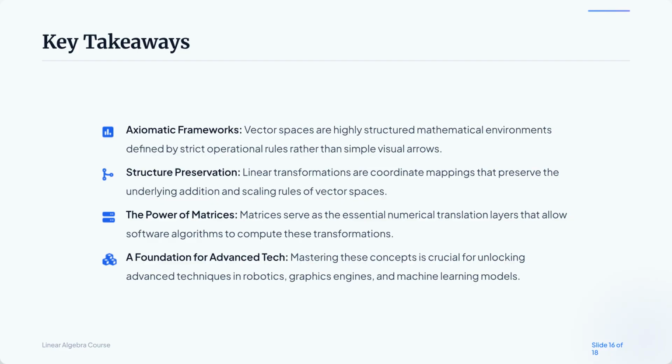So, to wrap up, let us review the key takeaways for our lesson. Vector spaces offer a highly structured mathematical environment defined by strict rules, while linear transformations act as coordinate mappings that preserve these fundamental rules. Matrices serve as the essential numerical layer that allows software to compute these transformations, providing a foundation for robotics, graphics, and machine learning.